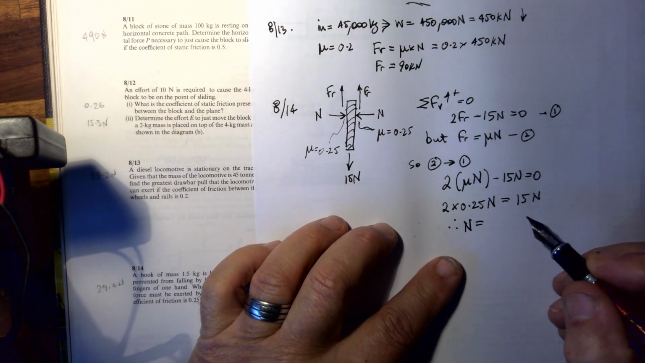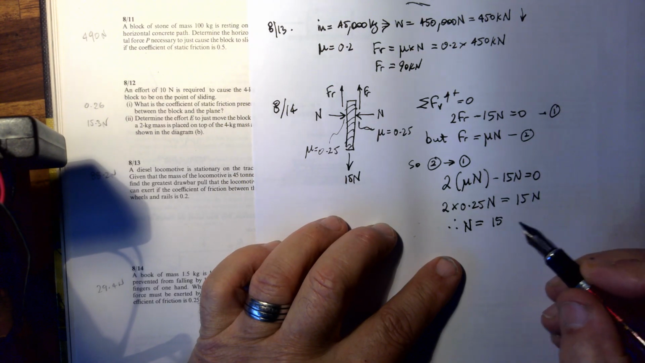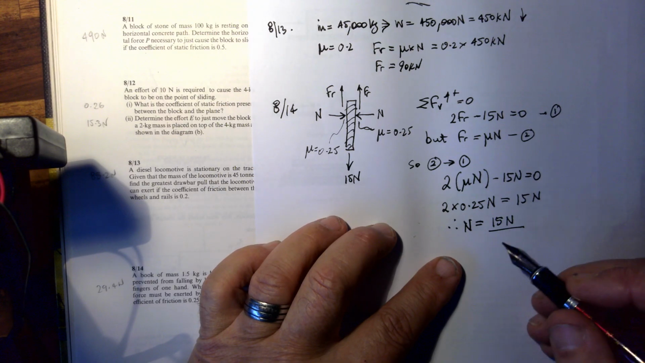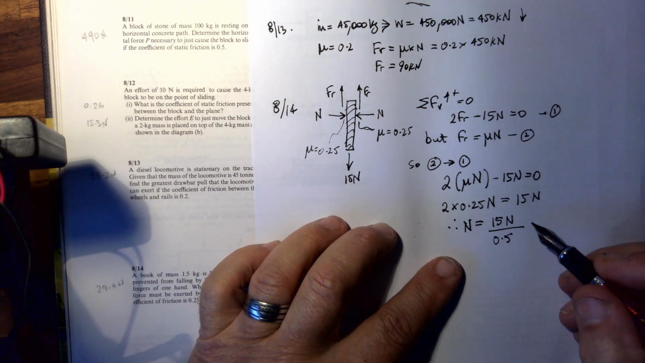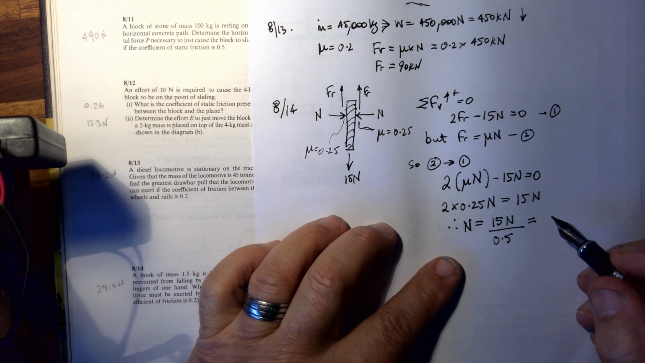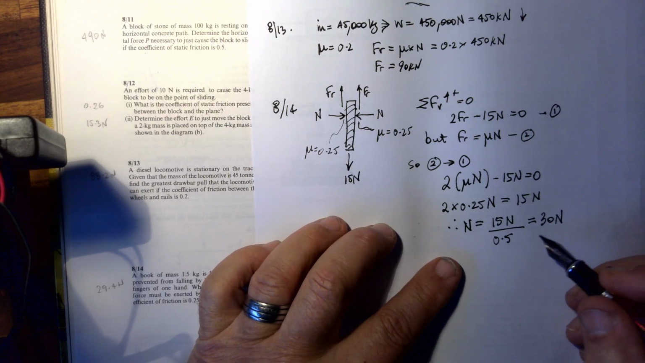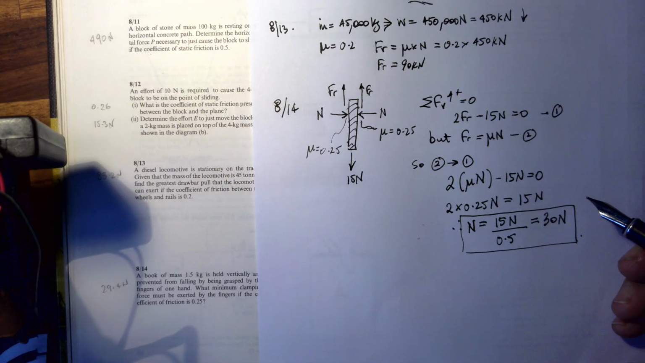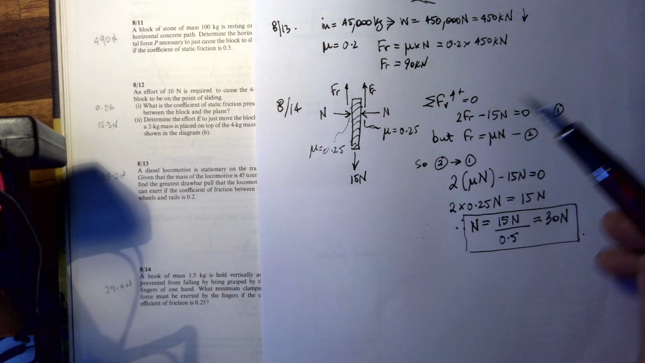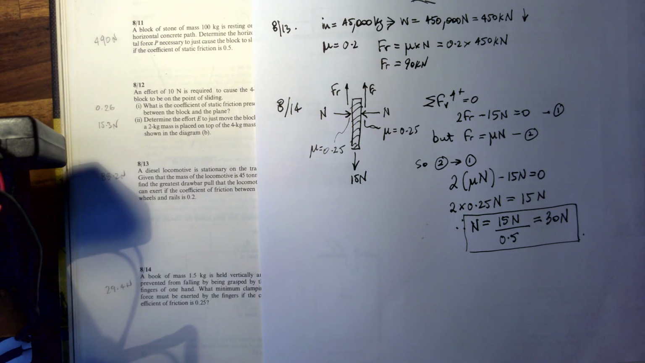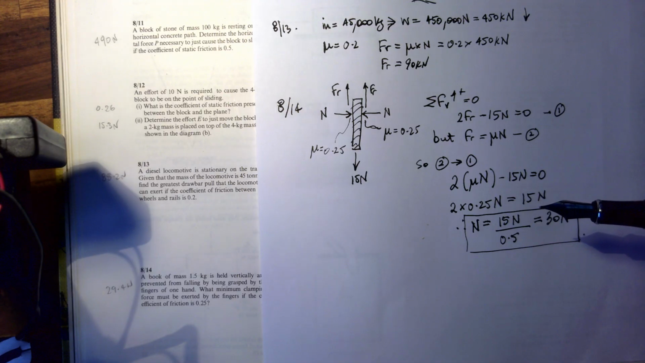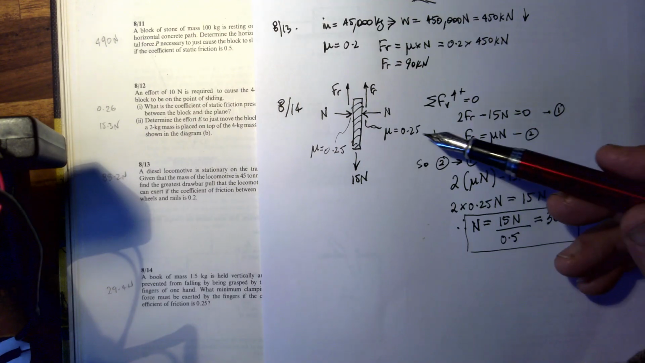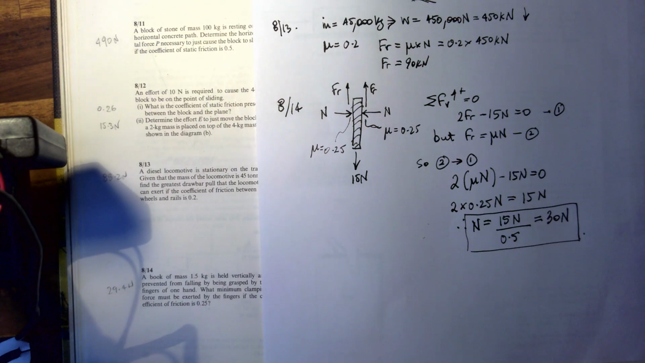Therefore N equals 15 newtons divided by 2 times 0.25, which is just 0.5. Dividing both sides by that, we get 30 newtons. So N has to be equal to 30 newtons. The normal reaction force has to be 30 newtons pushing on this side, and 30 newtons coming from the other side, to stop this 15 newton book from sliding downhill like that, because the surface is relatively slippery, as indicated by the frictional coefficient of 0.25. Does that make sense? Alright, hope you enjoyed that.